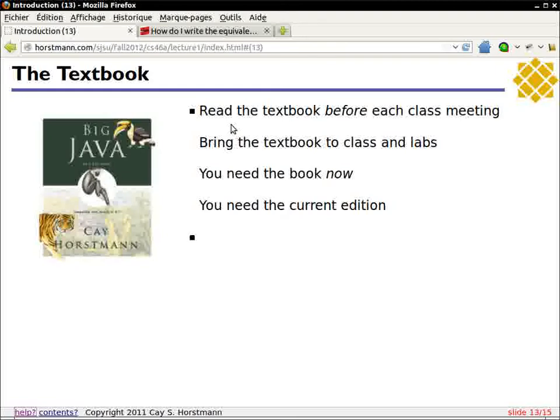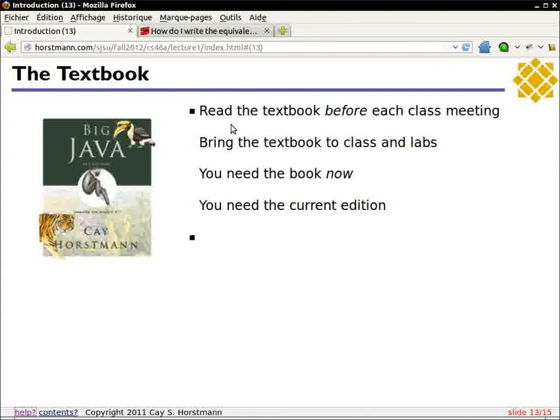Read the textbook before every class meeting. Bring the textbook to class and bring it to the labs. I know the thing is hard to schlep. Get the electronic version if you don't want to schlep it. But there will be times when I say, open your textbook to this page and do something with the material in there. I mean, there's a reason you pay whatever it is. I mean, too much money for this.